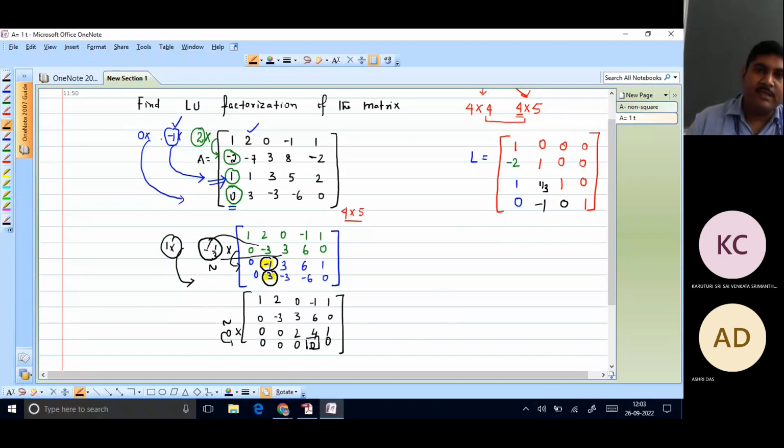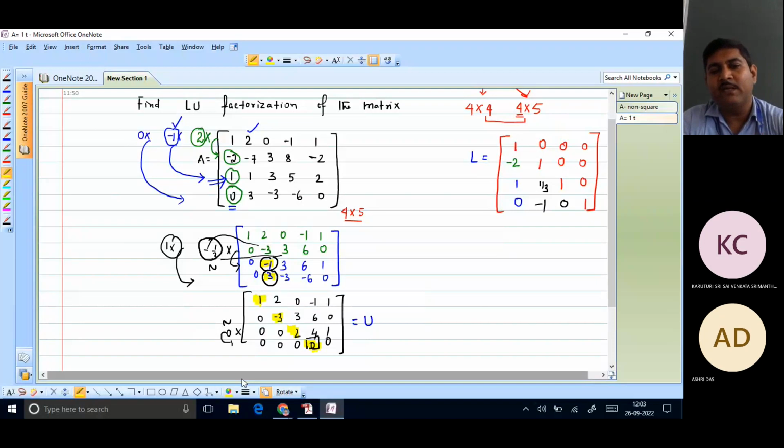So now you can see this is my U. This is my U, okay? And this is my L. You see the diagonal positions? 1, 1, 2, 2, 3, 3, 4, 4. You can see all the elements below the diagonal entries are 0. You can see in U all the elements below the diagonal elements are 0.